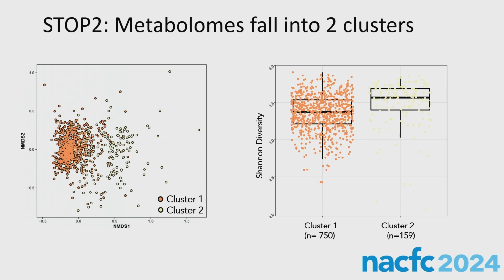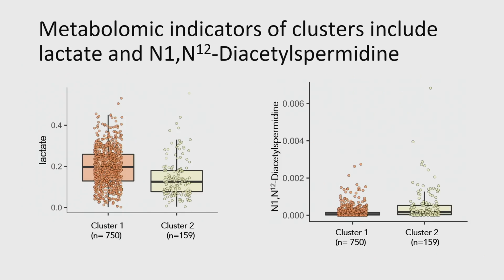But we see a spread in the diversity, a difference, less diversity in cluster 1, which is larger for the metabolome. And then if you look at some of those molecules that I was just talking about, both lactate and diacetylspermidine, you see differential abundances of those molecules in the 2 clusters as well.